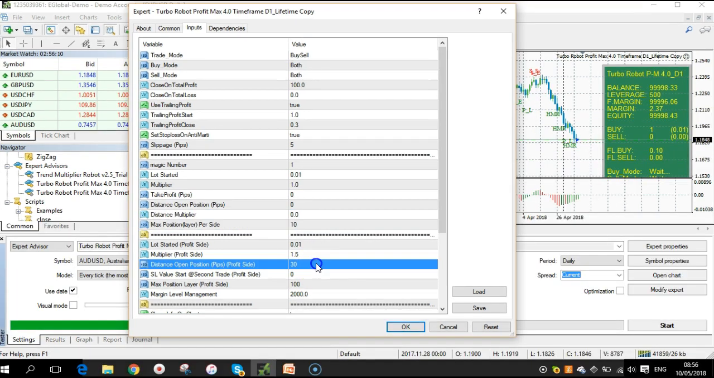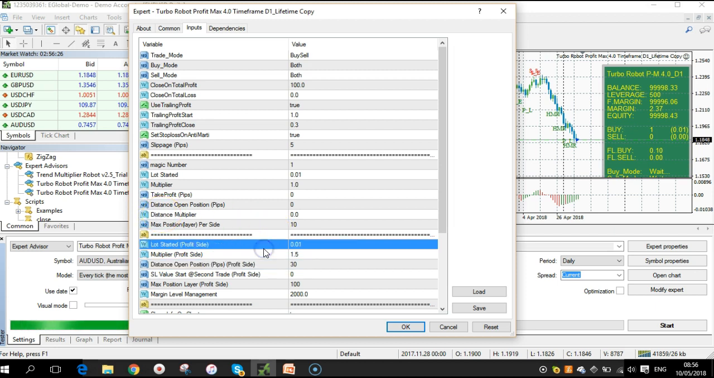Remember that the multiplier or the martingale is mainly on this portion. So mainly on this portion. This is the multiplier that multiplies your lot size and all that.